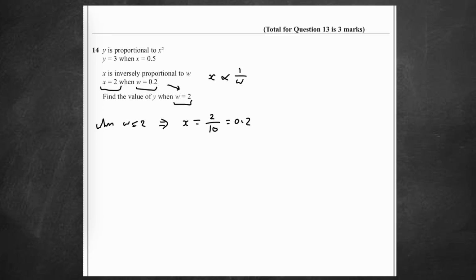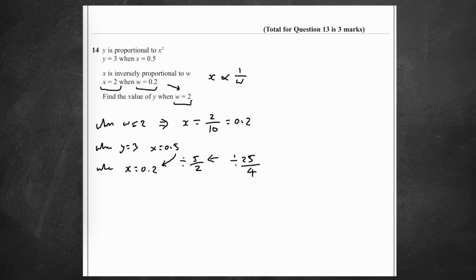We also know Y is proportional to X squared. So when Y equals 3, X equals 0.5. When X equals 0.2, the relationship between 0.5 and 0.2 is a division of 2.5, or divided by 5 over 2, if it was a linear relationship, but it's a squared relationship. Therefore, I am going to square this relationship here to become divided by 25 over 4.